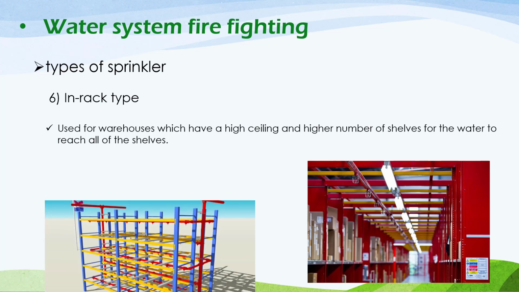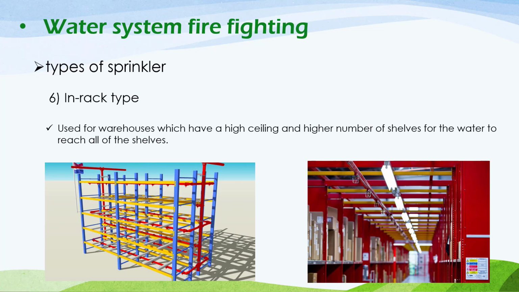Hence, we use the in-rack sprinkler system where each shelf of the rack is given a pipe like this one, which has a number of sprinklers connected to it to cover all of the shelves of the rack, for any fire that may occur at the goods that are stored at any of those shelves.